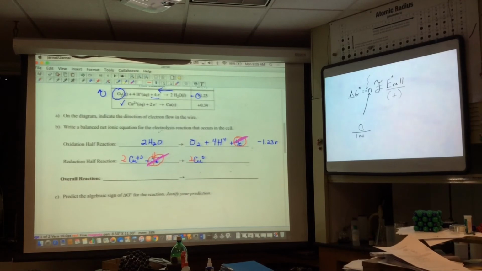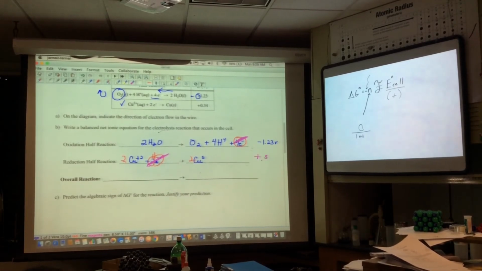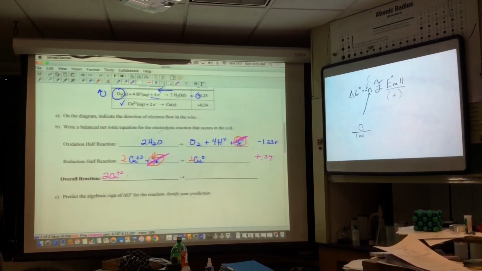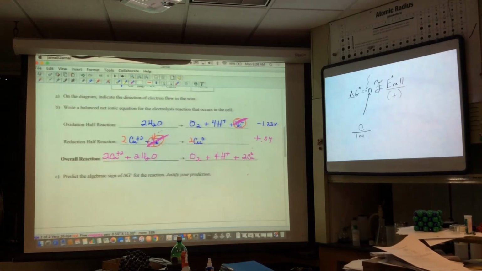By the way, this one stays as written, 0.34. Now I can write this. 2 copper 2+ plus 2 waters that I had to flip around give me the oxygen, 4 protons, and there you go. Here's a point or 2, depending upon how they break it up. I forget. And yeah, I'll write it bigger. 2 coppers. Easy to get it wrong, as you can see. So don't do what I do. Do as I say.